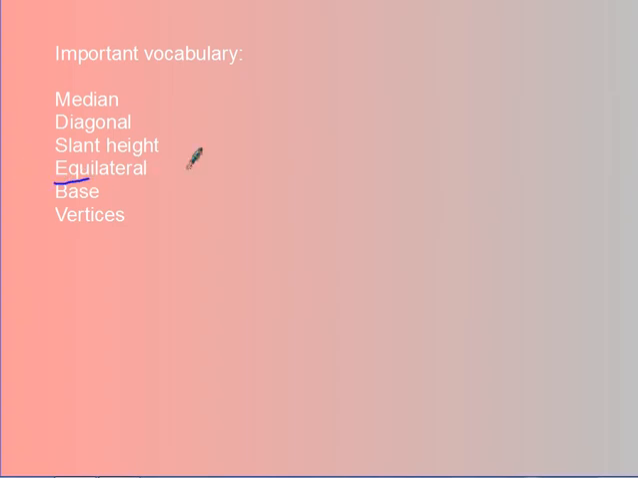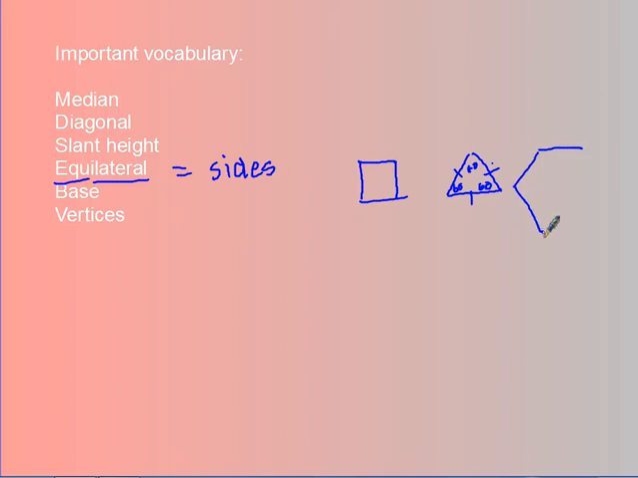Equa meaning equal, and the word lateral meaning sides. That's what laterals mean. So figures that are equilateral would be a square, an equilateral triangle where all the sides would be the same and all the angles would be 60, 60, 60. So equilateral is just all the sides would be the same length. Okay, so that's equilateral. Base is the next term.